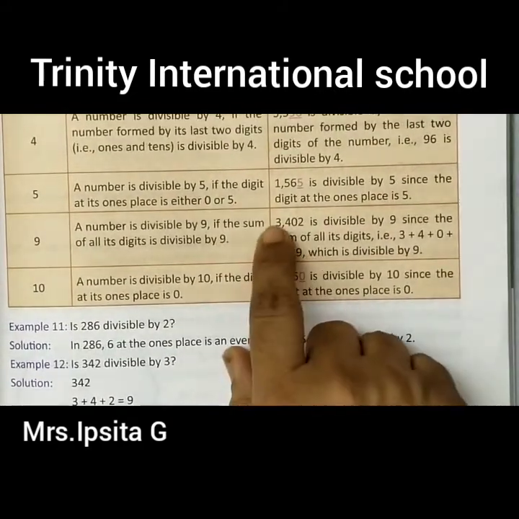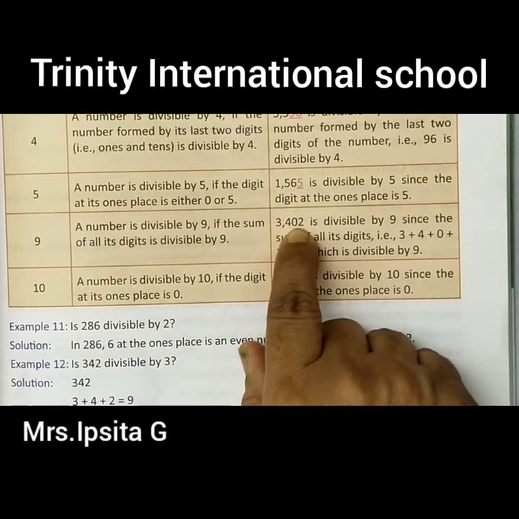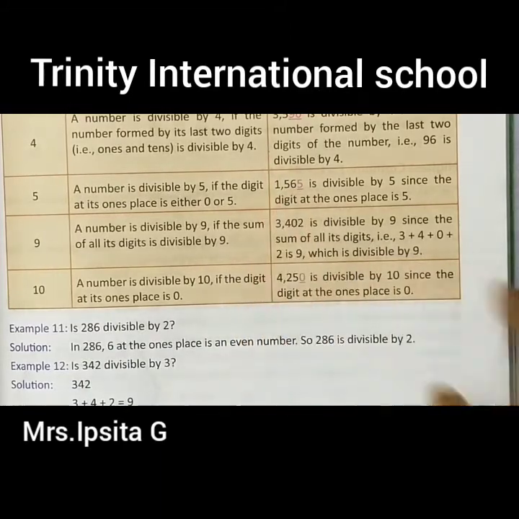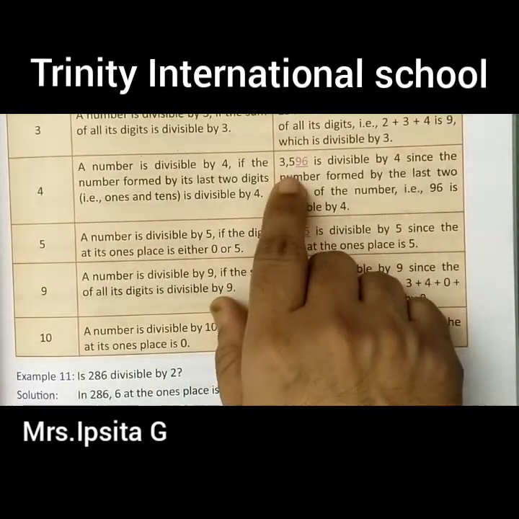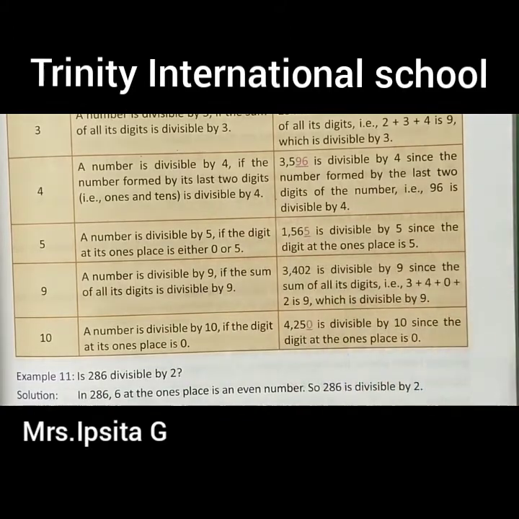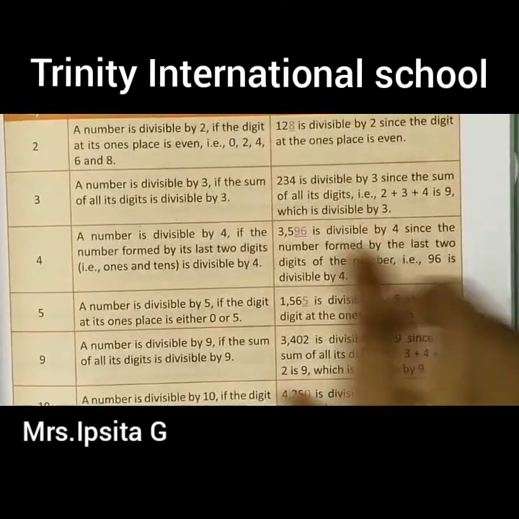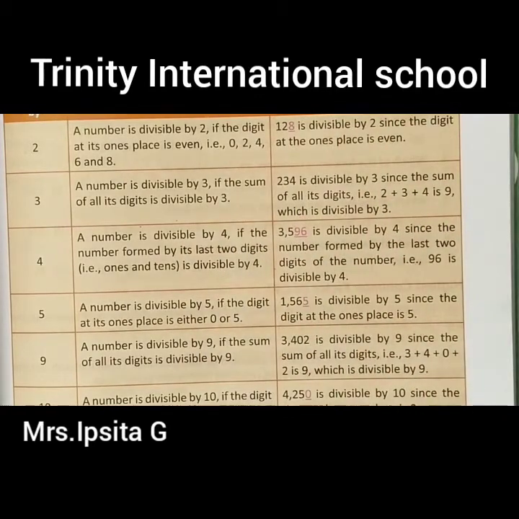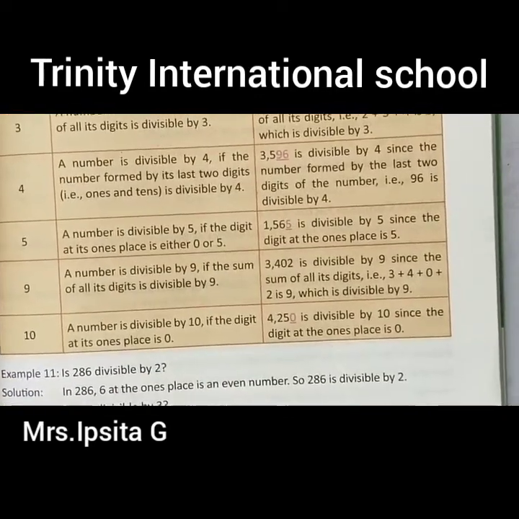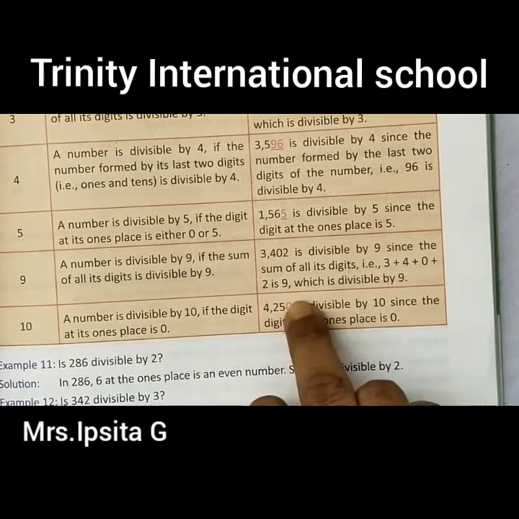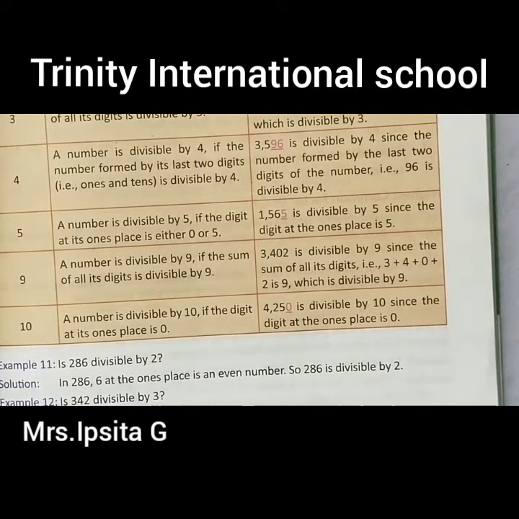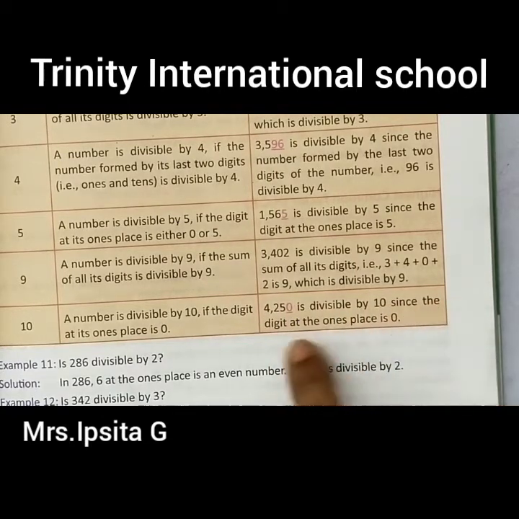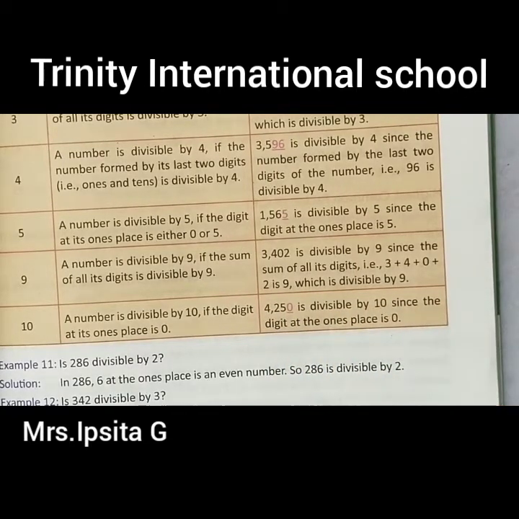Look at the number above, it has 2 at its ones place, so it is not divisible by 10. Here also it is not divisible by 10. Here also no 0, so not divisible by 10. Here also not divisible by 10. Here also not divisible by 10. So we can say a number is divisible by 10 only when there is 0 at the unit place. Okay, so 4250 is divisible by 10 since the digit at one's place is 0.